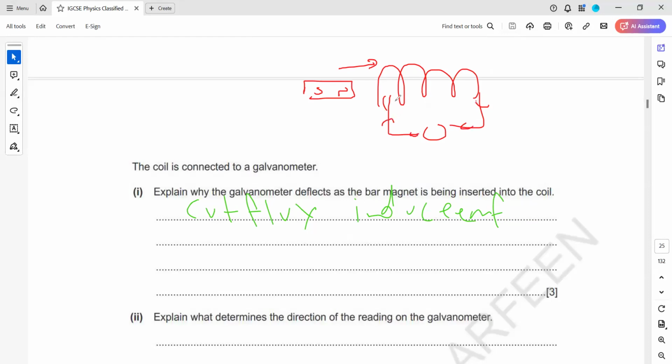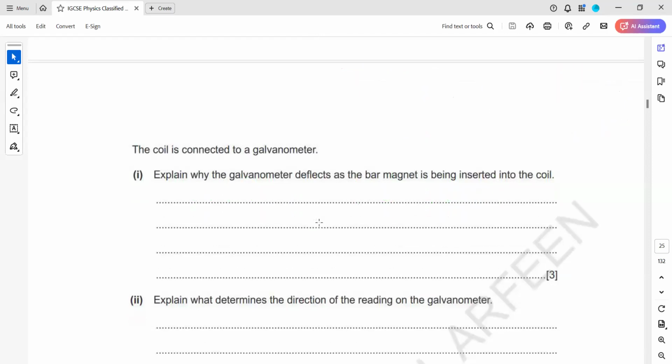So list these points. When the bar magnet is moved, there's a change in magnetic flux linkage. Change in magnetic flux linkage induces EMF. Induced EMF produces a current because it's a closed circuit. If it was not a closed circuit, what if there was a switch here? Then there will be induced EMF, but there will be no current. Why? Because the circuit is not complete. So three points you have to list here.